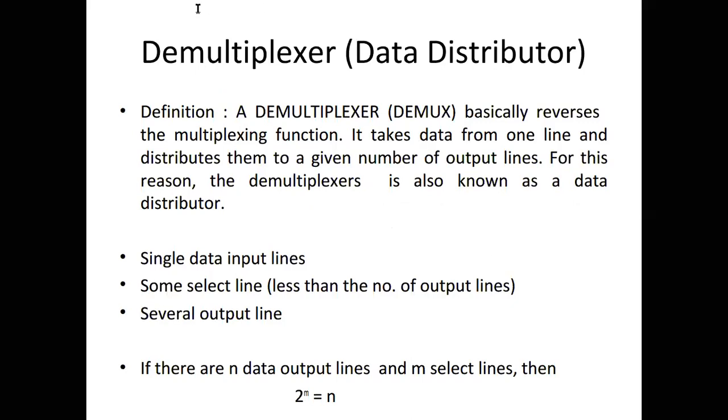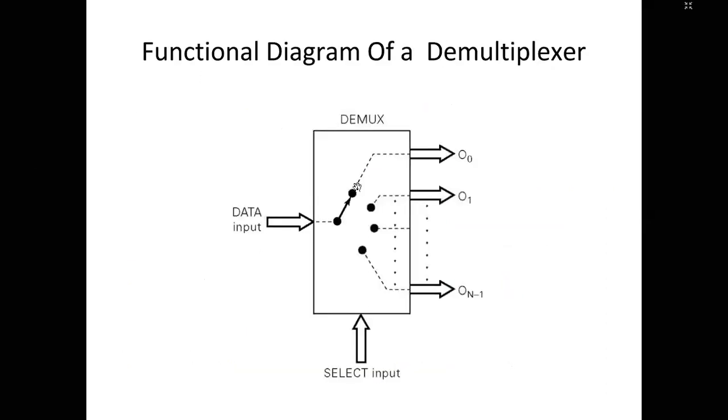Now let us see the generalized or functional architecture for a demultiplexer. The demultiplexer will be taking a data input. The data bit can be either 0 or 1. Based on the select value, whatever is your data input will be available at the output. So we write O0 is equal to D, O1 will be equal to D, and On minus 1 will be equal to D, based on your combination of the select lines.